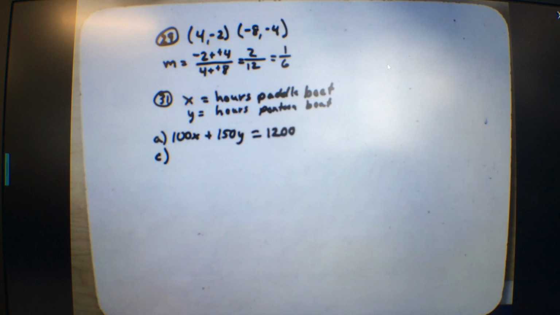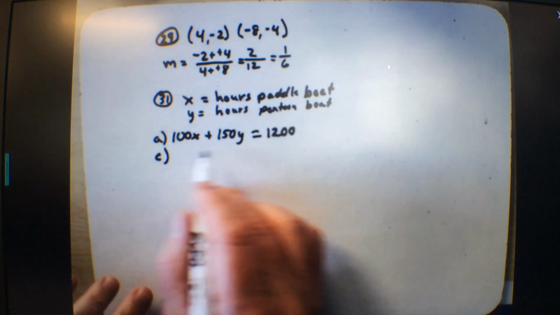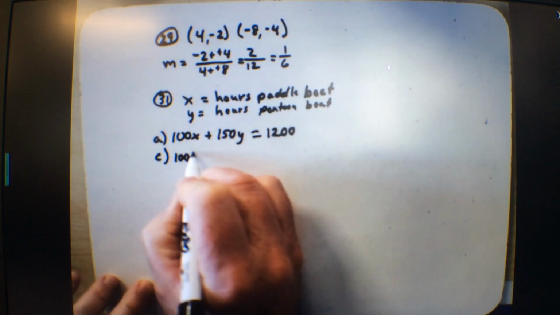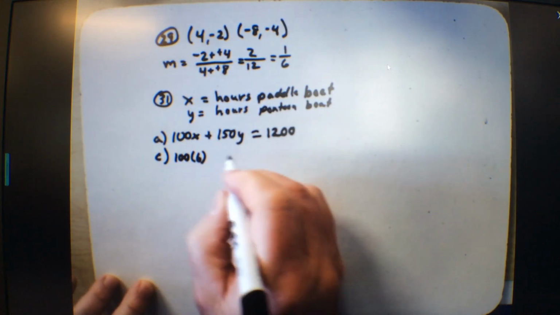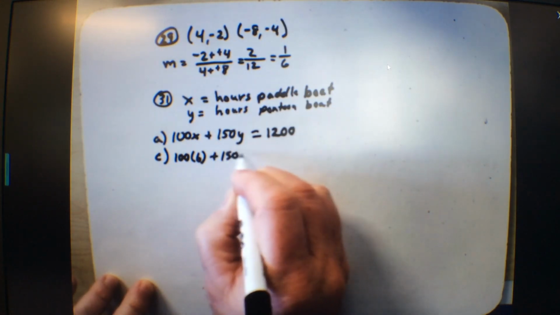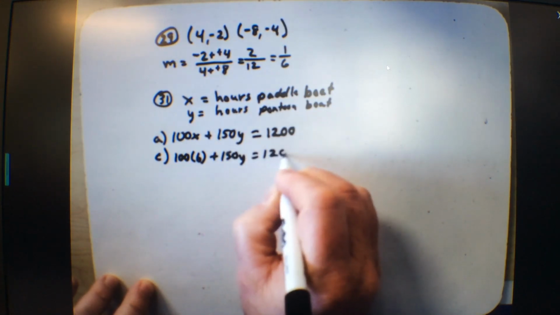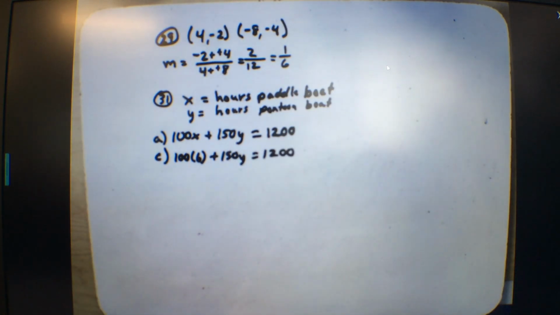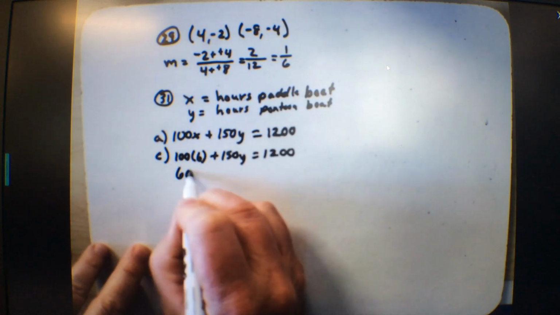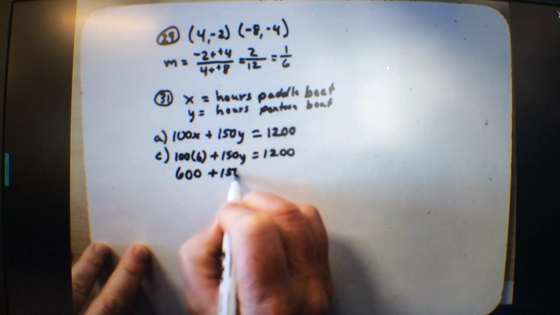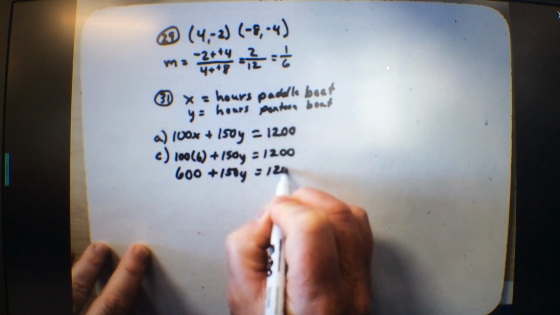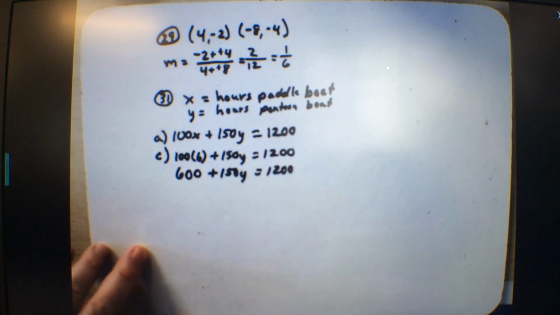Where does that 6 go into in our equation? It goes in for X because that's the paddle boat. Now let's solve for Y, shall we? We know how to solve for Y. We've been doing it a long time, haven't we? All right. So we get 600 plus 150Y equals 1,200. I got 600 because 6 times 100 is 600, correct? Yes. Now what should I do?